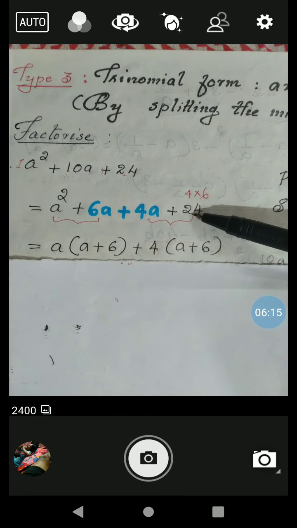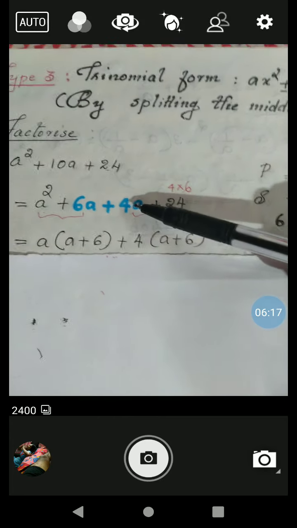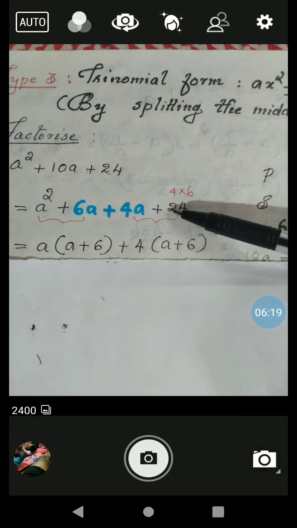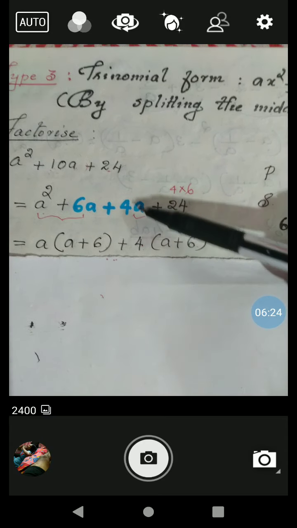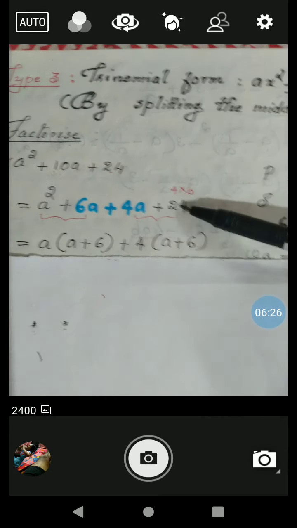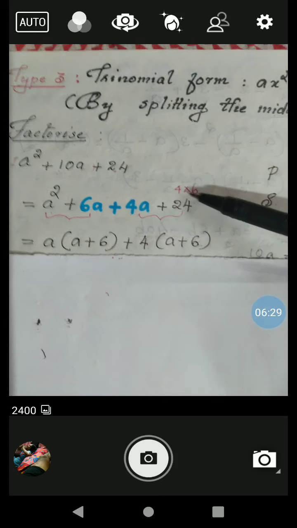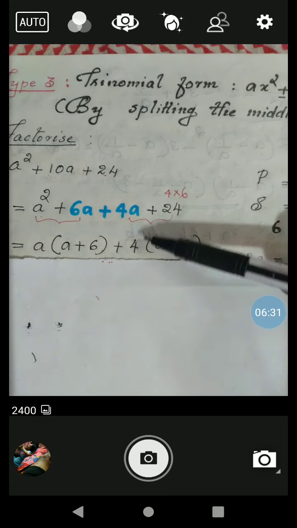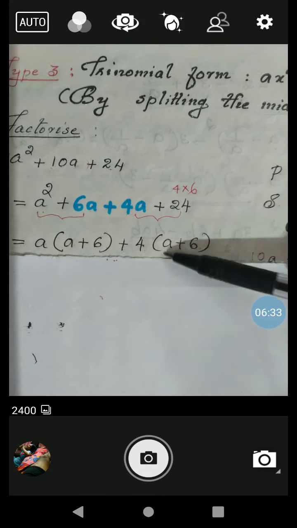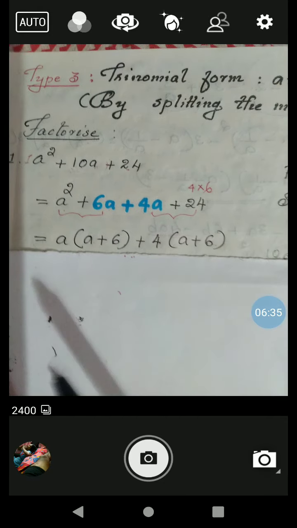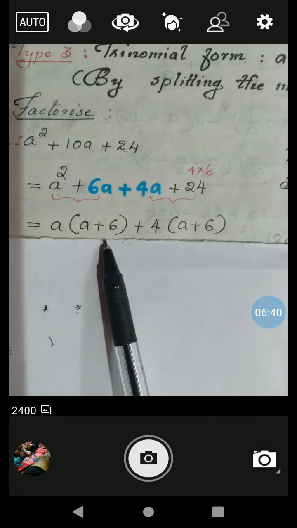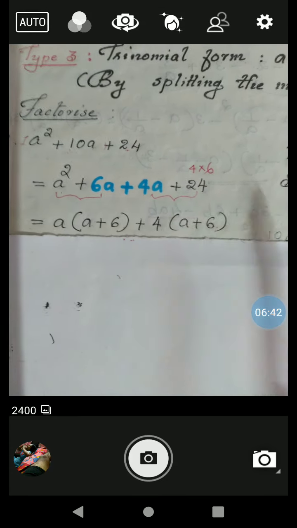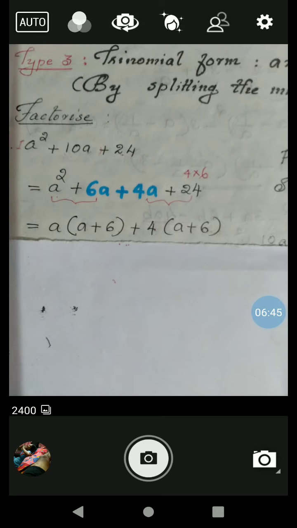And then what is common factor in these two? Obviously 4 is common. Only 4 is common. So if we take that 4 outside, the remaining part is a plus 6. We can write 24 in this way, 4 into 6. We are taking 4 outside, the remaining part is 6. So a plus 6. Now again you can say taking common factor outside, that method. That means first method, type 1.